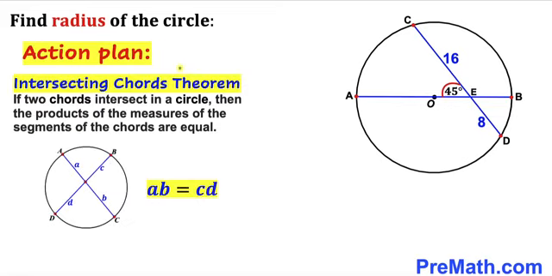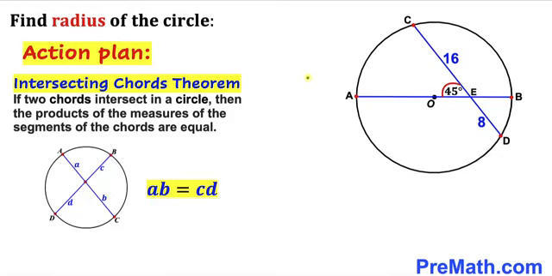Now let's recall the intersecting chords theorem. According to this theorem, if two chords intersect in a circle, then the products of the measures of the segments of the chords are equal, as you can see in this diagram. We have these two chords that intersect each other, and as a result we get these segments A, B, C and D. Therefore we can write A times B equals C times D, as you can see in this equation.